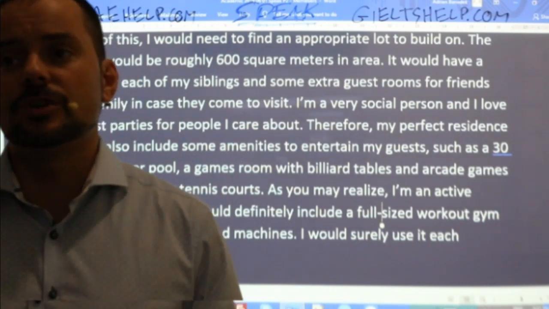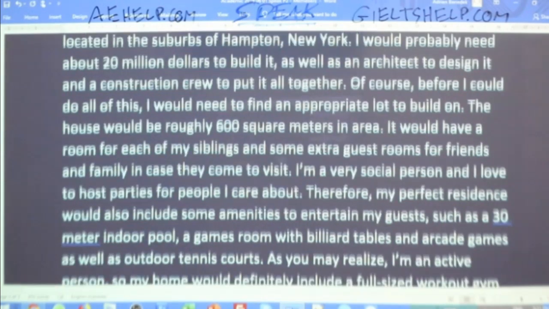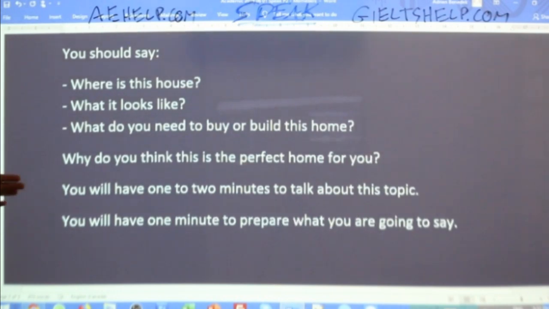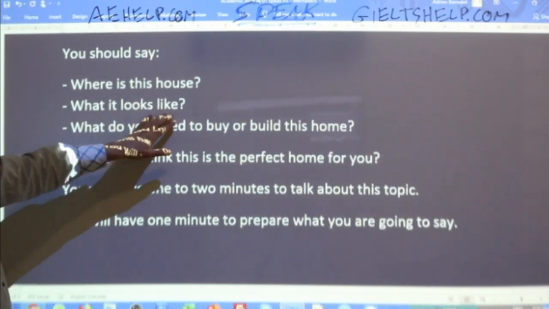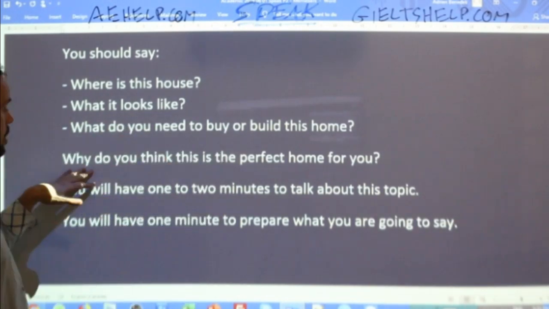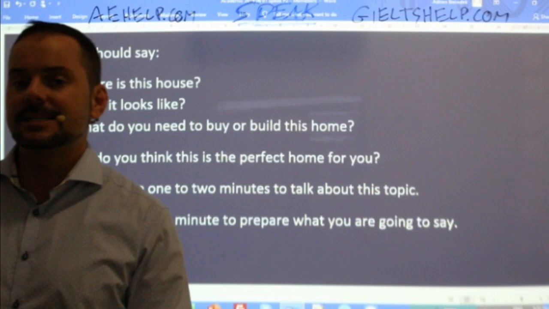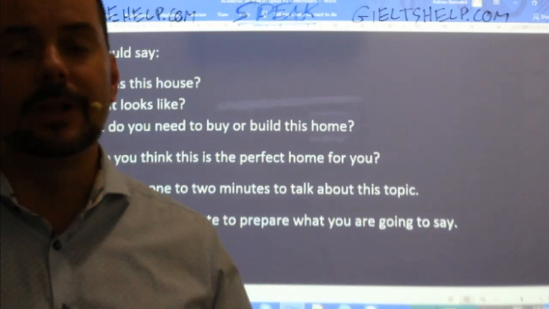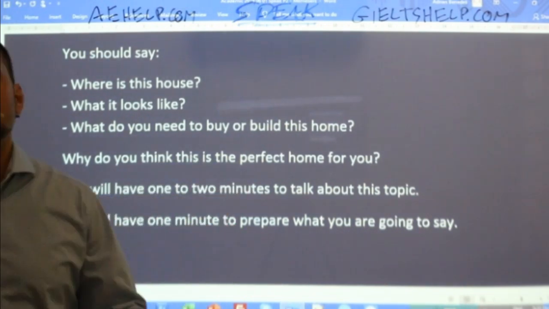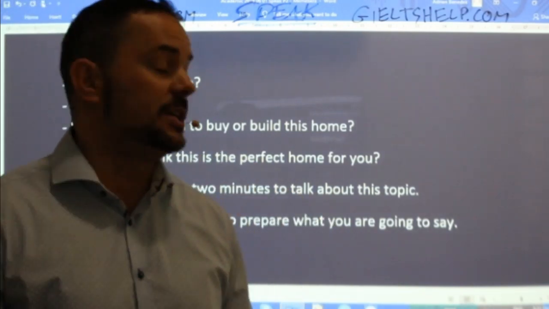Patricio says, at this point, definitely look at the card, make sure that you're not missing any important points. So we take a look at the card. Where is this house? What does it look like? What do you need to buy it? Okay, that's good. Why do you think this is the perfect home for you? Fantastic. Okay, so we realized, all right, we've kind of talked about it indirectly, but it's very, very important for those good band scores to talk directly about these questions.